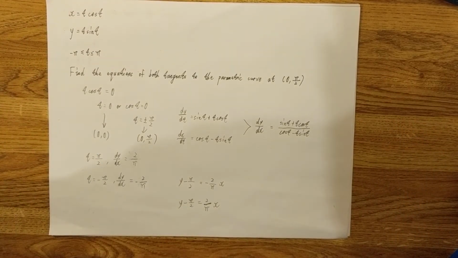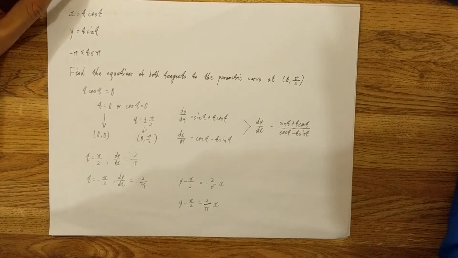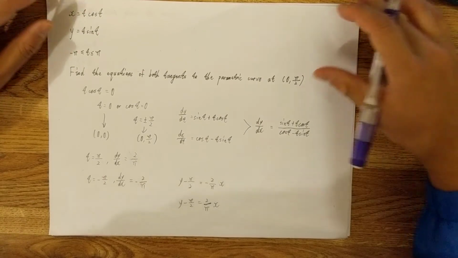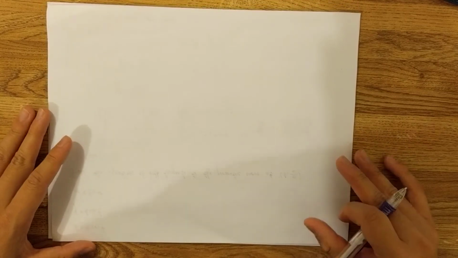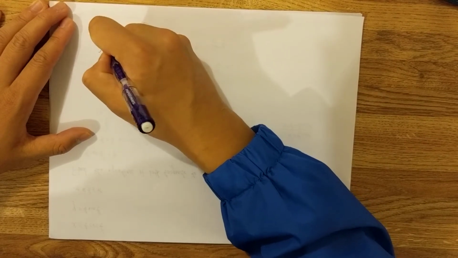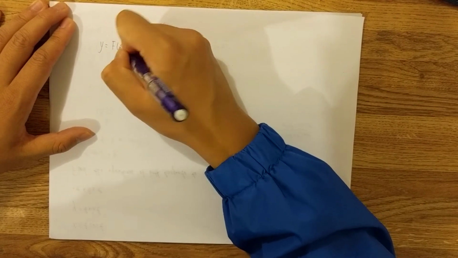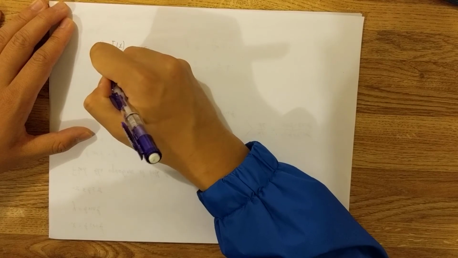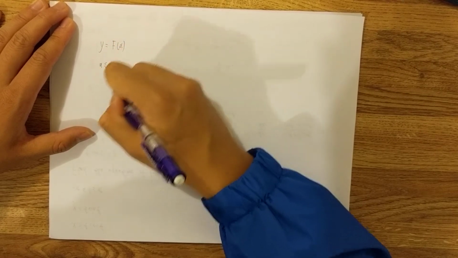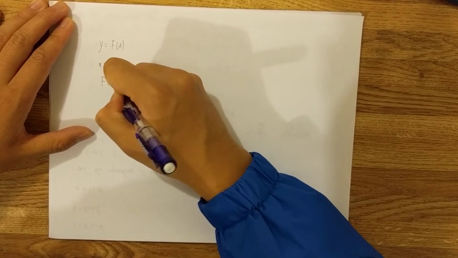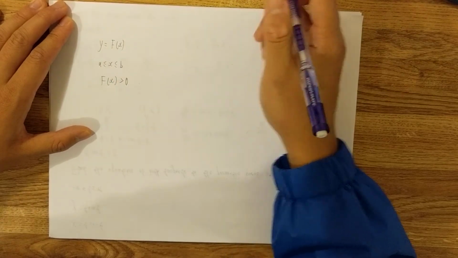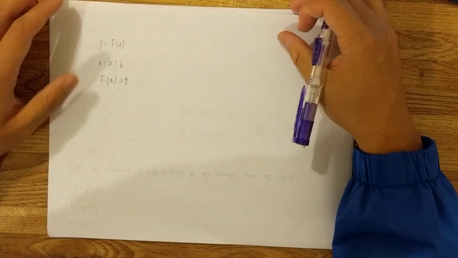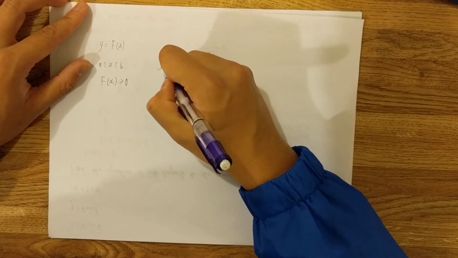Okay, now let's move on to the next concept, area under the curve. Let's recall that the area under the curve y equals f of x, where a is less than or equal to x, less than or equal to b, and f of x is greater than 0, is given by the integral from a to b of f of x dx.